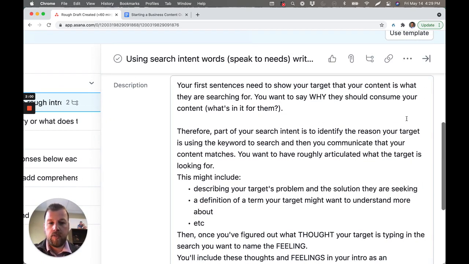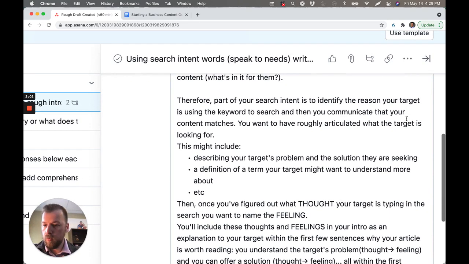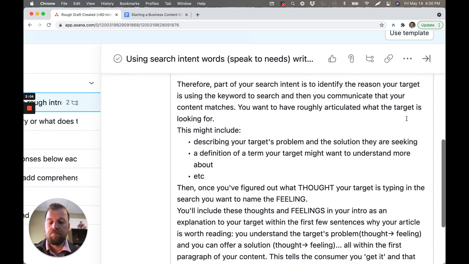You want to say why they should consume your content. So what's in it for them, right? This makes a difference because of XYZ. This is why it makes a difference for you and why you want this. Part of your search intent is to identify the reason your target is using the keyword to search, and then you communicate that to your content that, hey, I am what you're looking for.